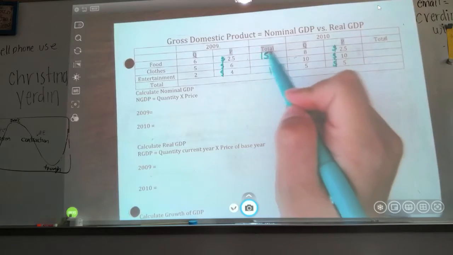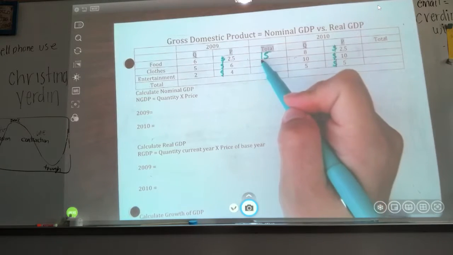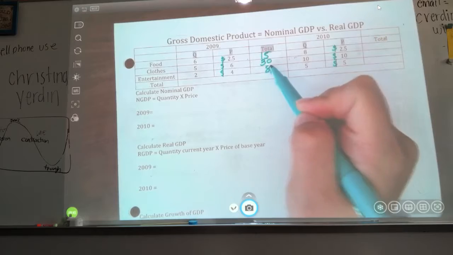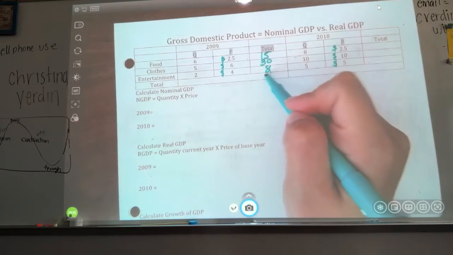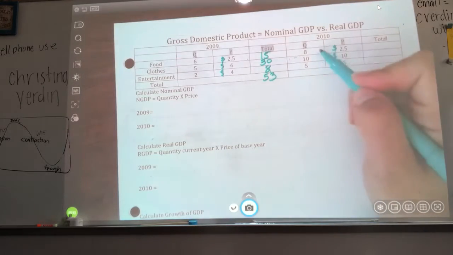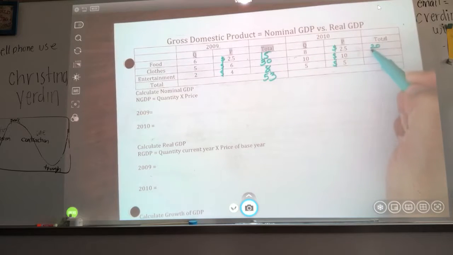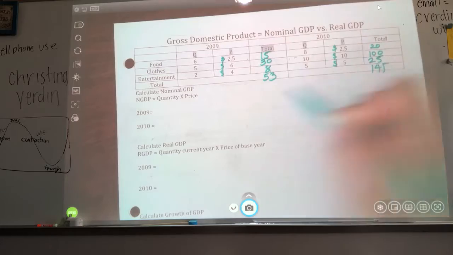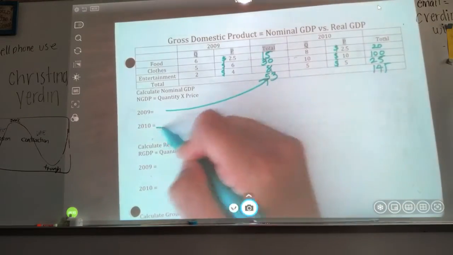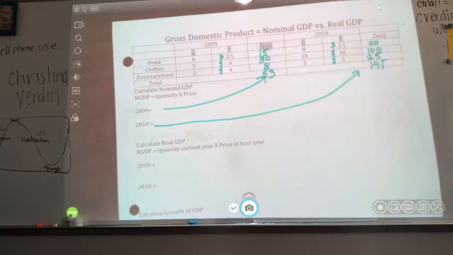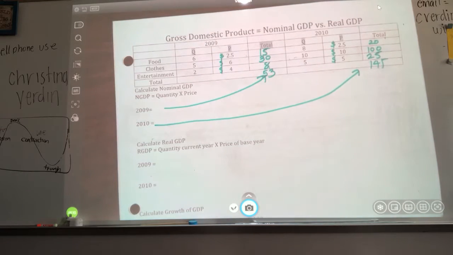15. Is that correct? Yes. This one? 30. And this one? So what is our coal? 53. Okay, over here. 100. So this is 145, right? Yep. So there we go. We've done our nominal. The next one's going to ask us to calculate the real GDP.